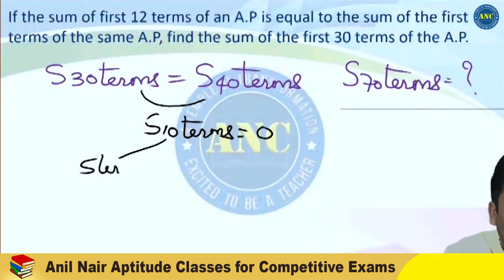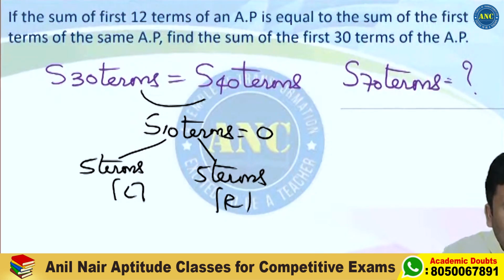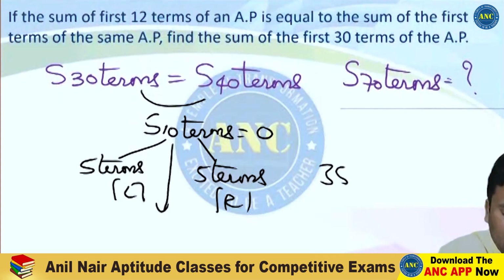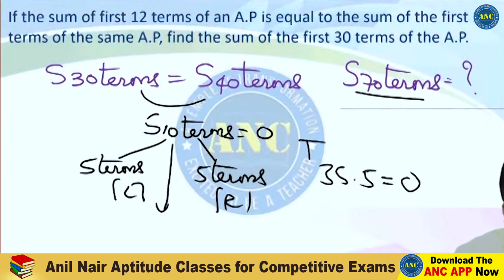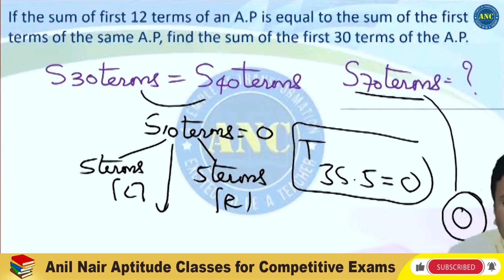5 terms to the left and 5 terms to the right. Middle value is nothing but 35.5. T35.5 is 0. 70 terms, 35 to the left, 35 to the right. Answer is nothing but 0.